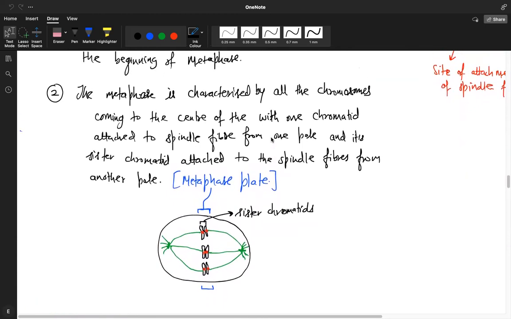Metaphase is characterized by all the chromosomes coming to the center, with each centromere having one chromatid attached to spindle fibers from one pole and its sister chromatid attached to spindle fibers from the other pole. This is called the metaphase plate.